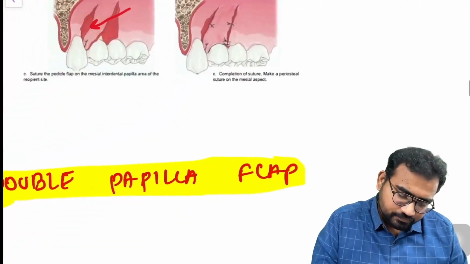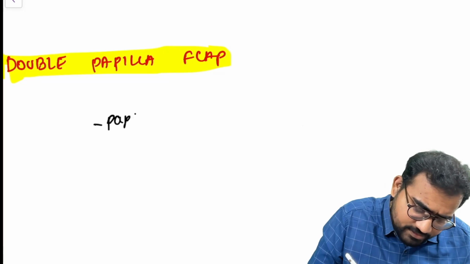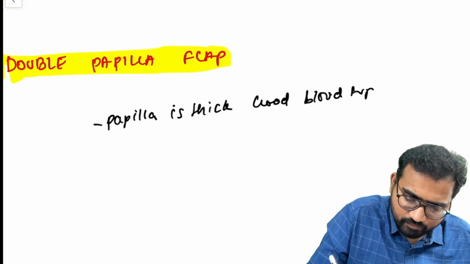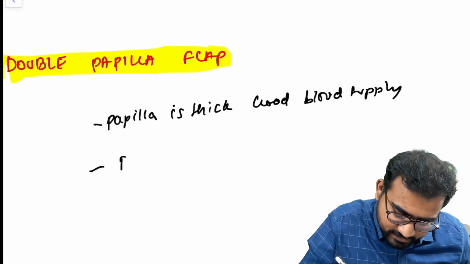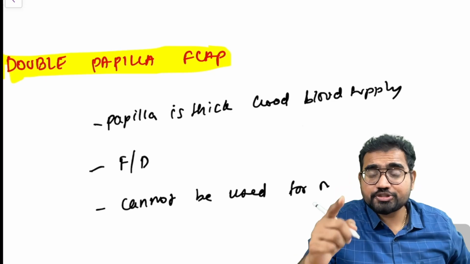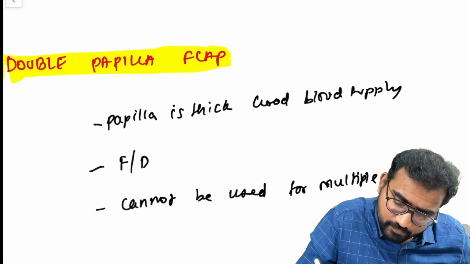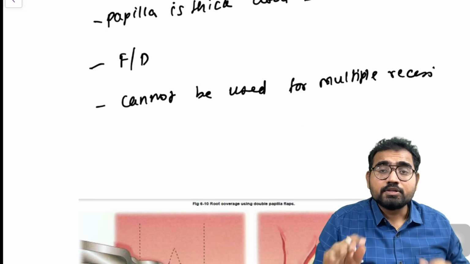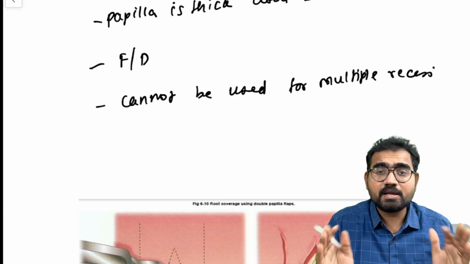Okay, excellent. Now, coming to double papilla flap. It has a few advantages. Since the papilla is extremely thick, there is going to be good blood supply. And the disadvantages: there's going to be full thickness flap elevation, fenestration, dehiscence, and it cannot be used for multiple recessions. Your transpositional flap also cannot be used for multiple recessions. All these three will come under rotational flap: laterally positioned, transpositional, and double papilla. So if the area of the recession is this, then I'm going to take this papilla and close this defect. That is called the double papilla flap technique.